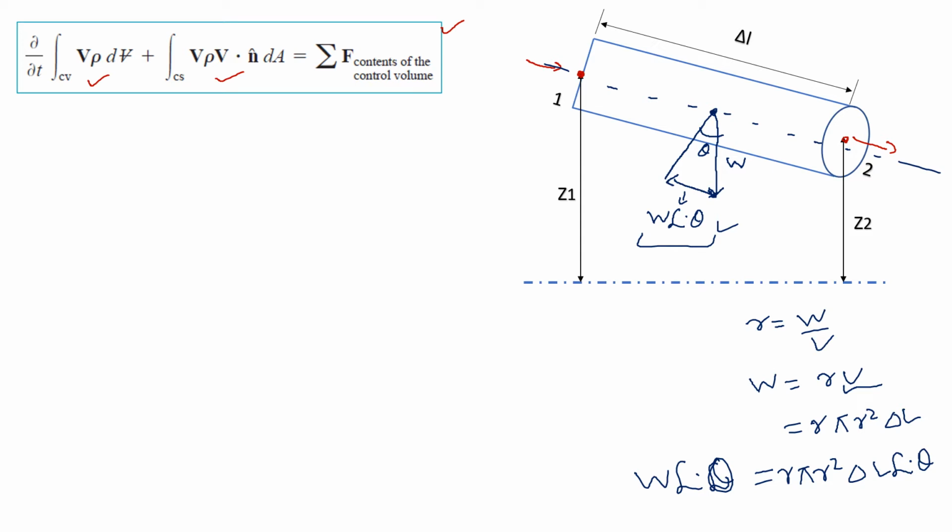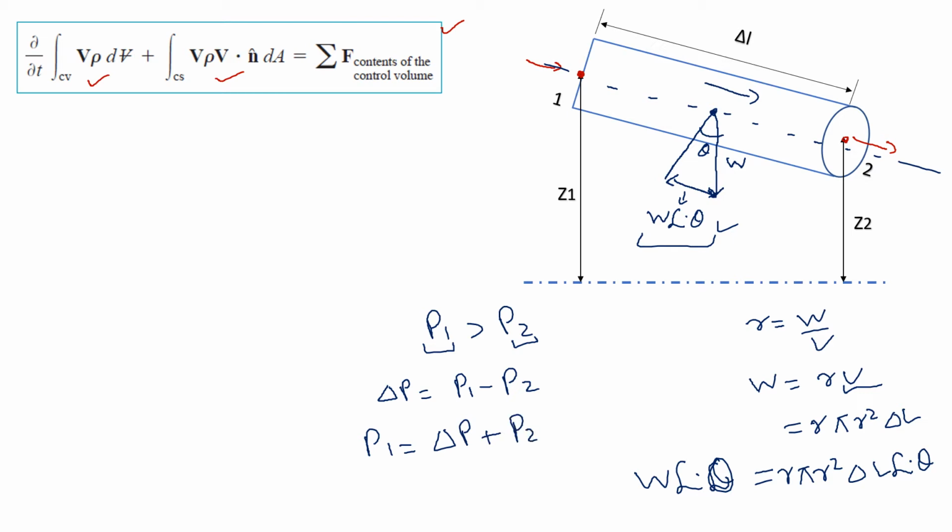There will be a pressure force at point 1, and the pressure at point 1 should be greater than at point 2, so that the flow can move in this direction. There should be a pressure difference. Point 1 should have a higher pressure than point 2, so we can write delta P as P1 minus P2, and P1 can be represented as delta P plus P2.